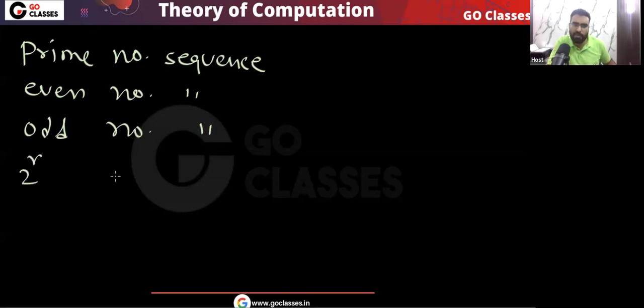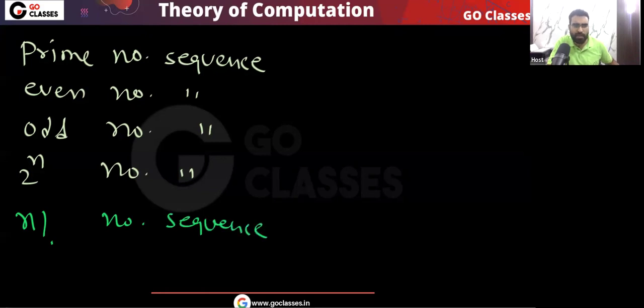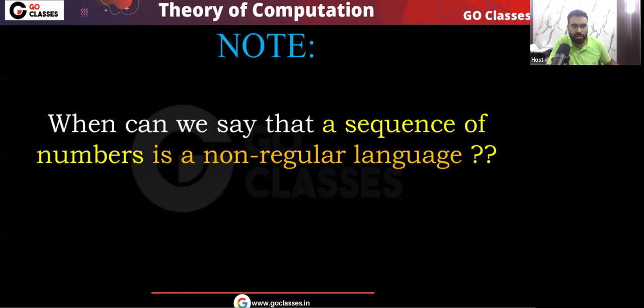For example, the even number sequence. If I ask you the sequence of even numbers, or the sequence of odd numbers, or the sequence of numbers of the type 2 power n, or the n factorial number sequence. Is this clear? This is what I'm asking: in the GATE exam, if they ask you which of them are regular and which are not regular, this is the point.